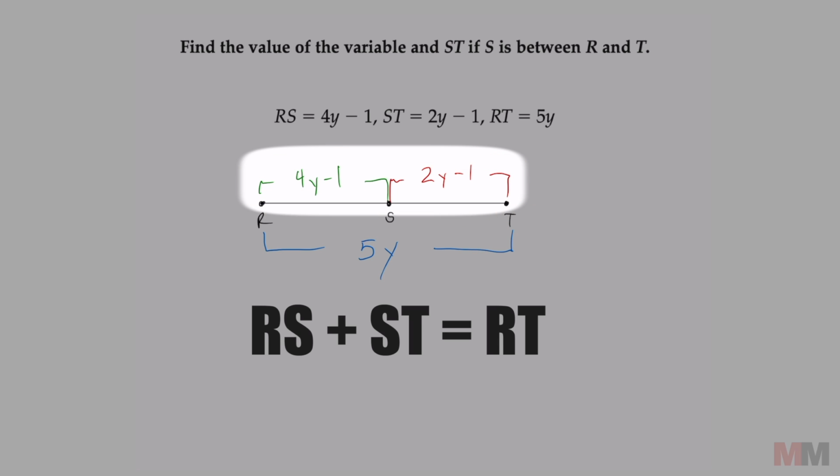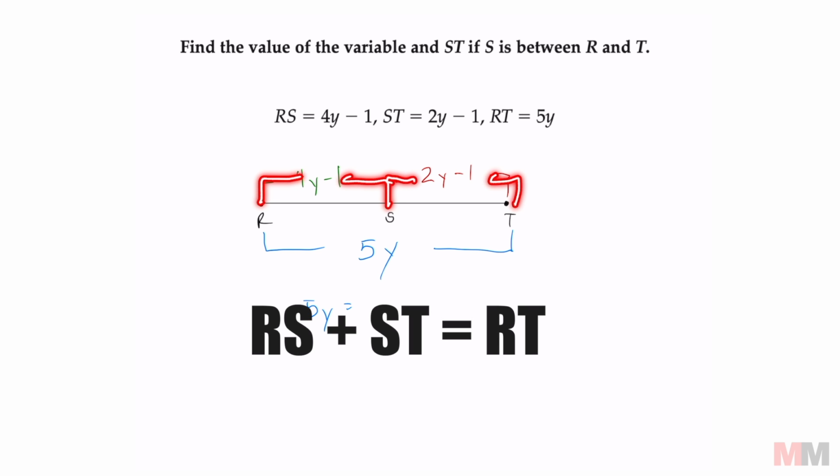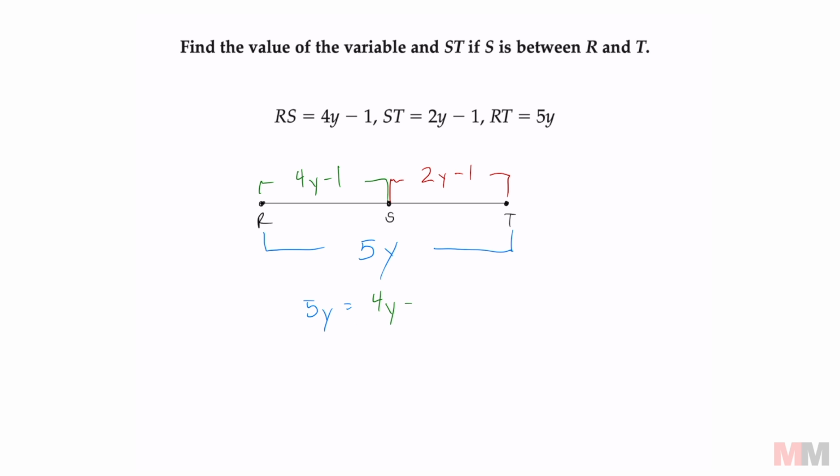Let's make this simple. Let's start with 5y. That is going to equal both of these expressions combined, because it is this and this that make up RT. So we're going to combine 4y minus 1, and when we're combining line segments to put things together, that is just plus. I'm going to add it to the other line segment, ST, which is 2y minus 1. Now we have an equation to solve for y. Remember that you can combine like terms first. Now I have 6y minus 2 equals 5y.